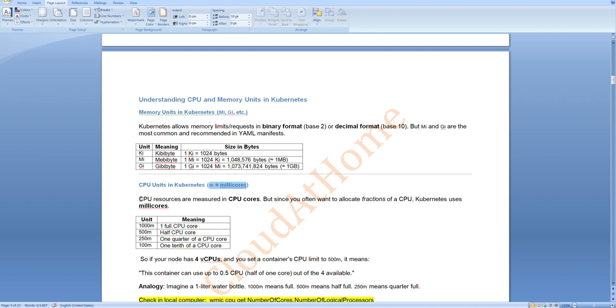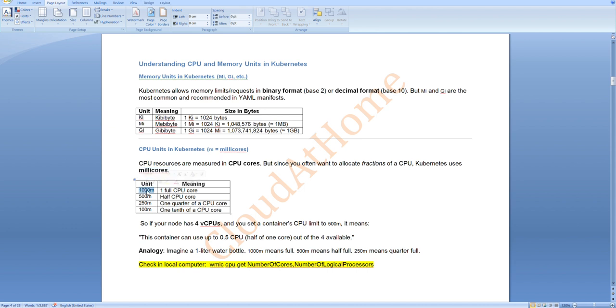m stands for millicores. So CPU resources are measured in CPU cores, but since you often want to allocate fractions of the CPU, Kubernetes uses millicores. What does it mean? Let me explain. Let's understand this unit first. 1000 millicores equals one full CPU core. Okay, so if your system has 4 vCPU, that will be 4000. But let's understand for one CPU core. So one CPU core will be equivalent to 1000 millicores.